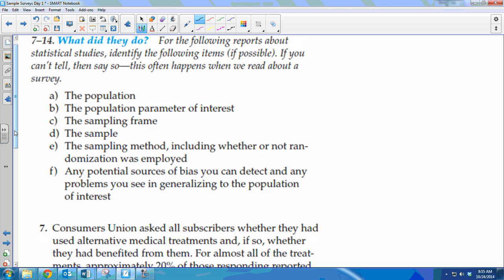So for the following reports about statistical studies, identify the following items if possible. Not everything is going to be listed. You might not always know all of the answers to all the questions. If you can't tell, then say so. This often happens when we read about a survey.